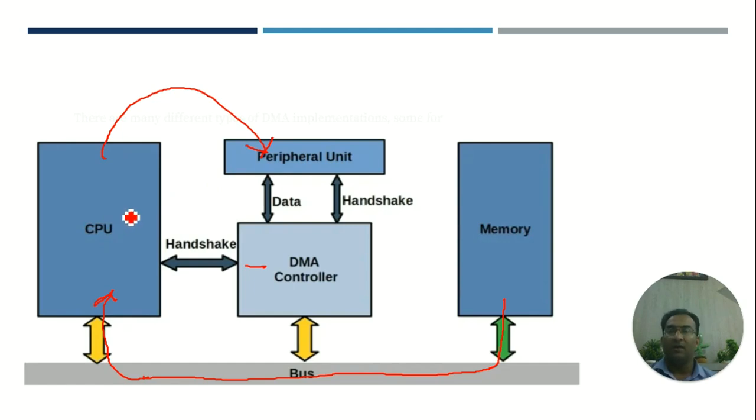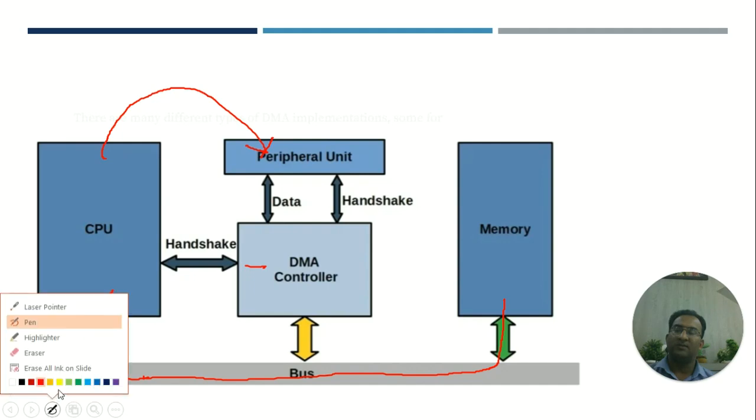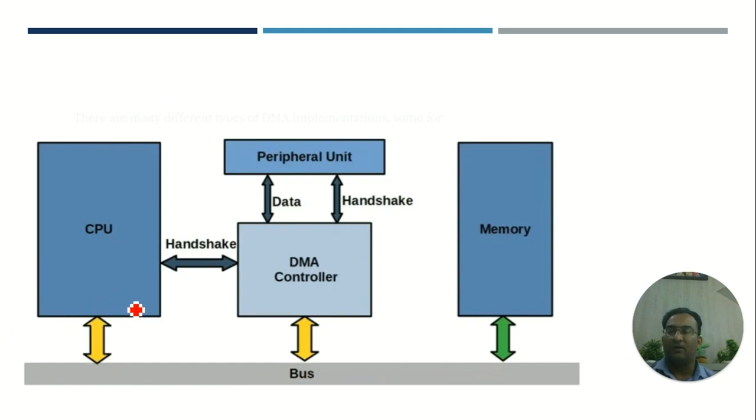So what we want is that this whole data transfer between the peripheral unit and the memory should take place through some device where there is no involvement of the CPU. But for that, whenever this peripheral unit wants to send data to the memory, first of all, this peripheral unit has to tell the DMA controller.